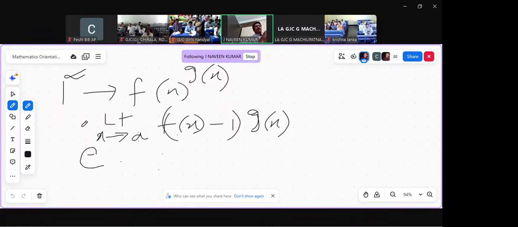This is 1 to the power of infinity. The problems which are in the form of 1 power infinity. Any 1 power infinity problem we can solve with the help of this shortcut. A very, very useful shortcut, sir.